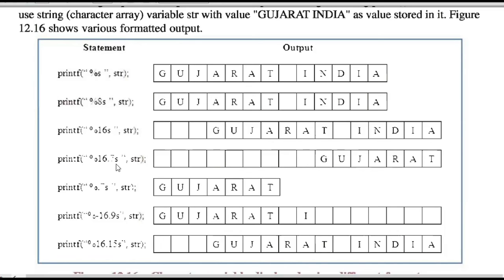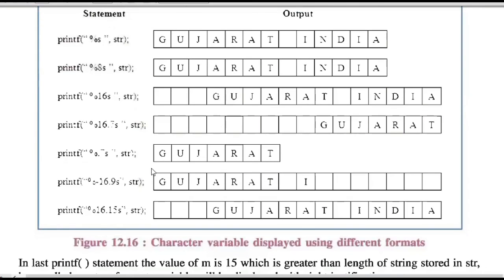This is 16.7s. Okay, so a total of 16, and this is 7 places. Since this is positive 16, the left places will be left blank. Okay, same way here.